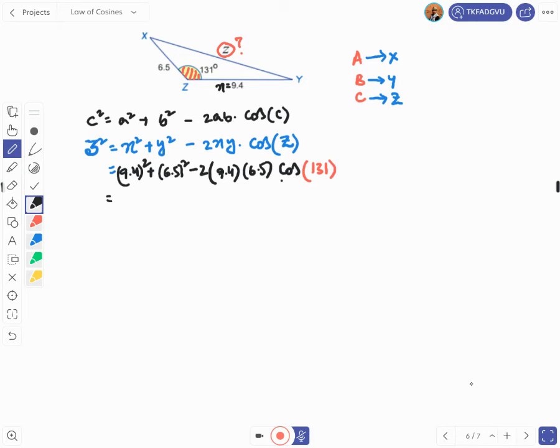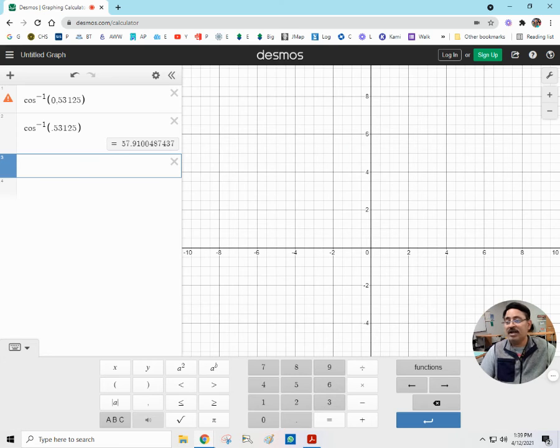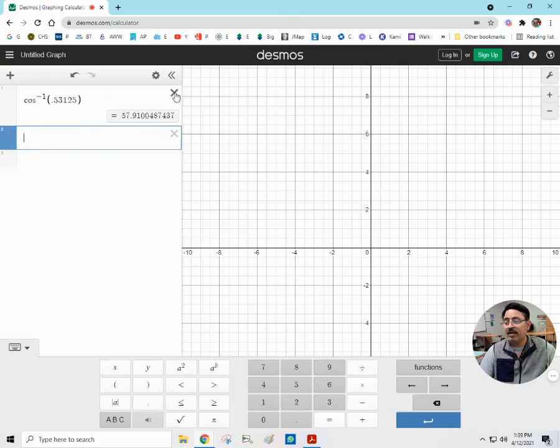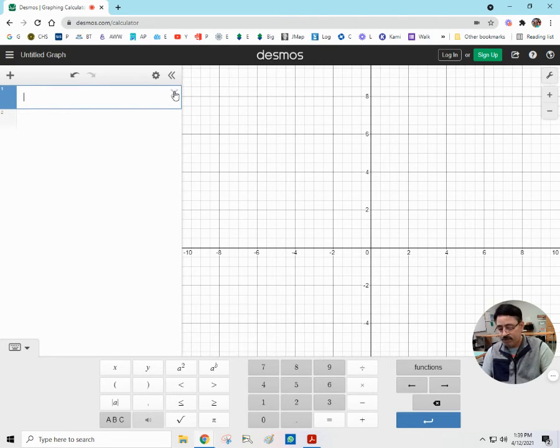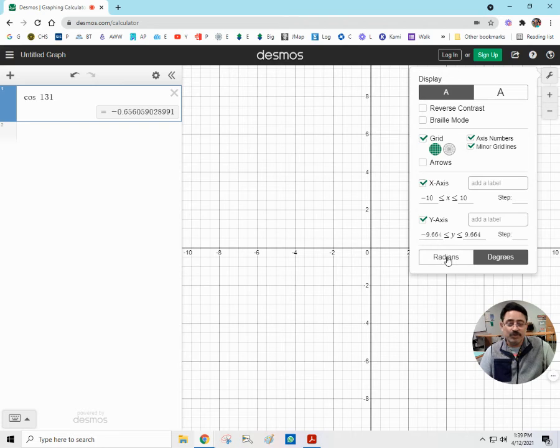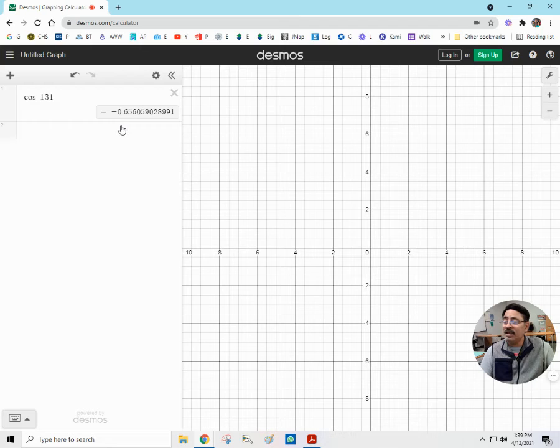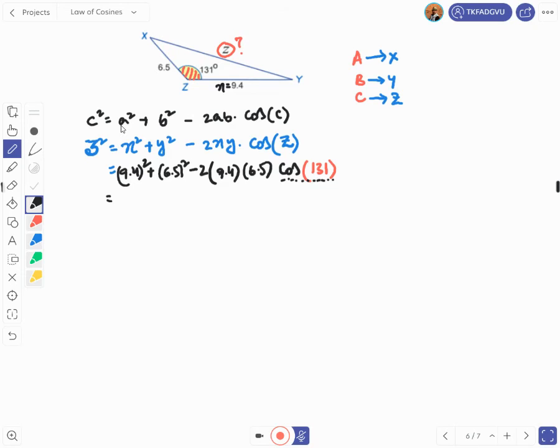Okay, so let's find the value of cos 131. Let me jump to Desmos. Cos 131. If you are using the Desmos calculator, please don't forget to go to settings and make sure that you are on degrees, not radians. Okay, so I see negative 0.656. So negative 0.656, that's the value of cos 131.